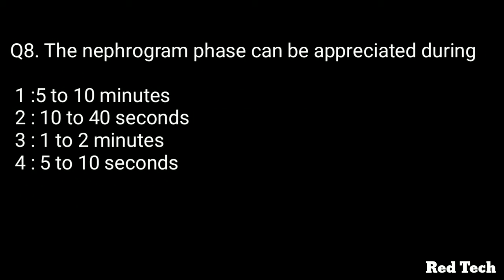Question number 8. The nephrogram phase can be appreciated during: option 1 is 5 to 10 minutes, option 2 is 10 to 40 seconds, option 3 is 1 to 2 minutes, and option 4 is 5 to 10 seconds. So the question is basically asking at what time duration we take the nephrogram phase. The right answer will be option number 3, 1 to 2 minutes. Nephrogram is done for the kidney and it is done in the 1 to 2 minute duration.